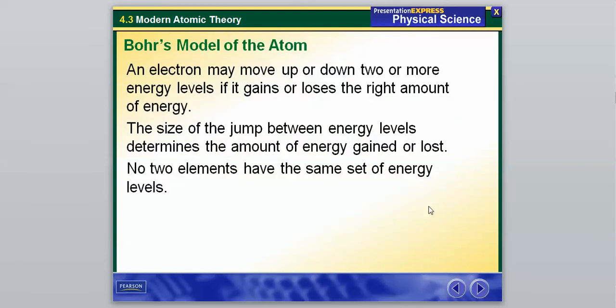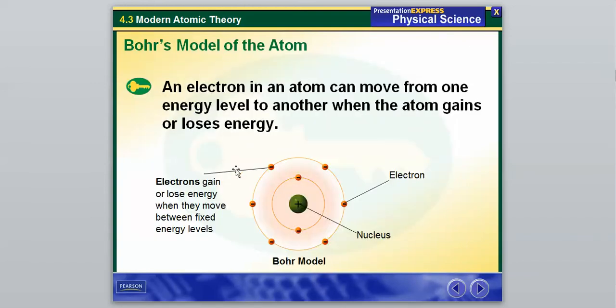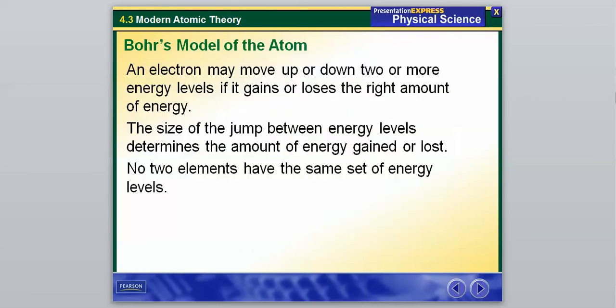The size of the jump between energy levels determines the amount of energy gained or lost. So if we jump from the first one to the third one, that means we had a big increase in energy. On the flip side, if we go from the third one all the way down to the first one, we're going to have a big loss of energy. And no two elements have the same set of energy levels, so they're all going to be different between each example.